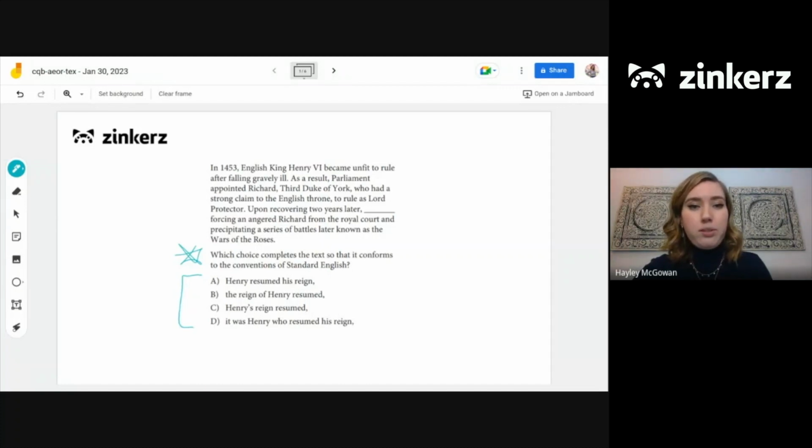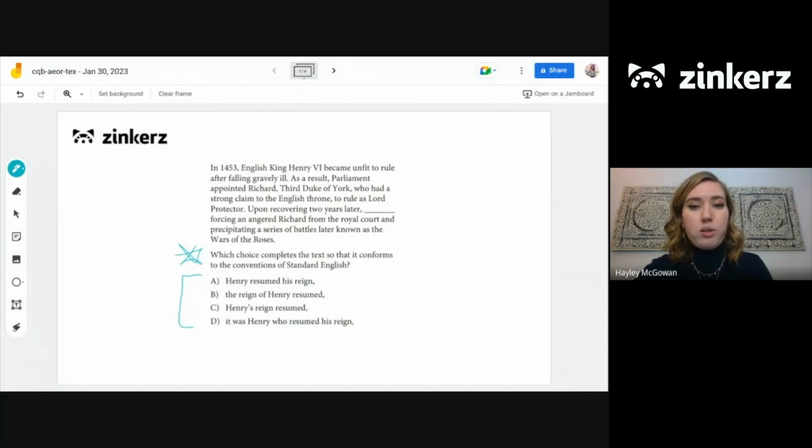Okay, so in 1453, English King Henry VI became unfit to rule after falling gravely ill. As a result, Parliament appointed Richard, 3rd Duke of York, who had a strong claim to the English throne, to rule as Lord Protector. Upon recovering 2 years later, forcing an angered Richard from the royal court and precipitating a series of battles later known as the Wars of the Roses.